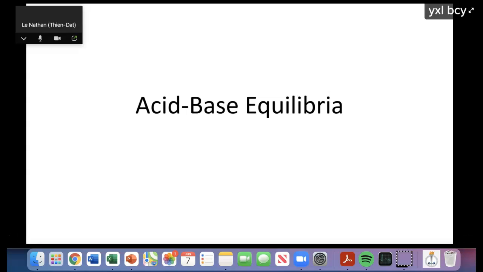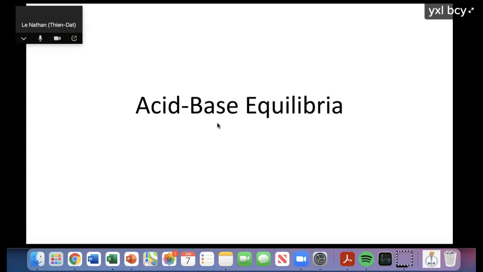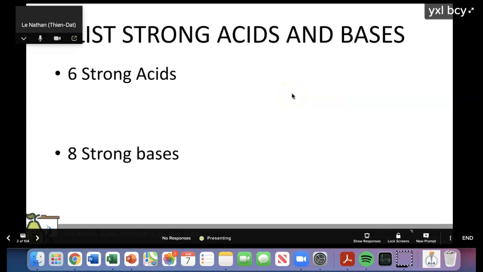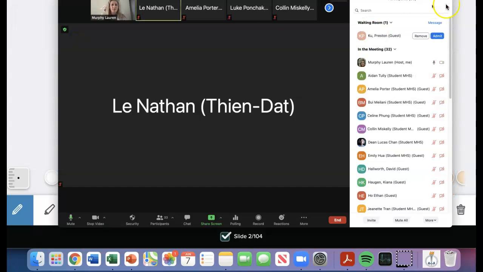Okay, so today we're gonna start off with acid-base equilibrium. And so what we need to first do is identify who our strong acids and strong bases are. So our first strong acid is hydrochloric acid, HCl.